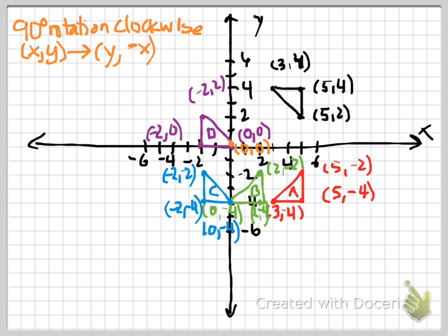Okay, now the -2, 0. We have two ways to do it. We can swap first, which I like to do, and have 0, -2, and then take the x value, -2, and multiply it by -1. So what's -2 times -1? -2 times -1? +2. So we're going to be graphing 0, 2.